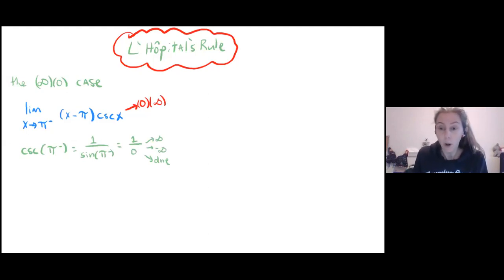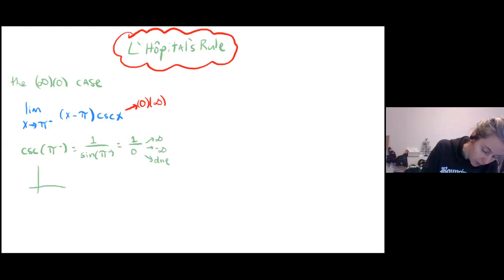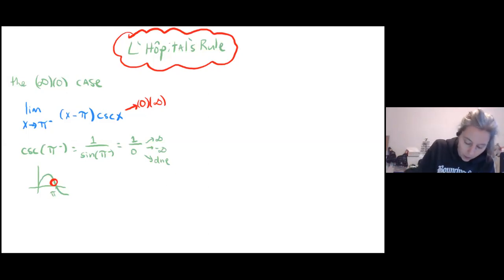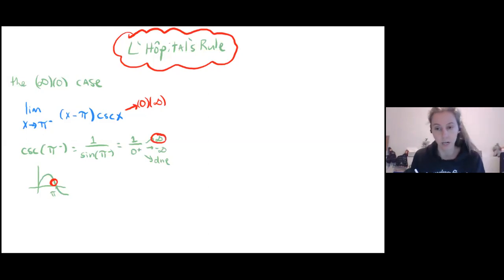If I want to go and figure out which one it is, remember that it's a good plan to look at the graph of sine. So sine, we know, looks something like this, where that's pi. I'm on the left side of pi right here. So on the left side of pi, we can see as x approaches pi, my y values are getting closer and closer to 0, but they're positive while they're doing it. So we're above the x-axis as they're getting closer and closer to 0. So this is actually 1 over 0 from the right, which tells us that this is a positive infinity. Okay, so we got that this was 0 times infinity.